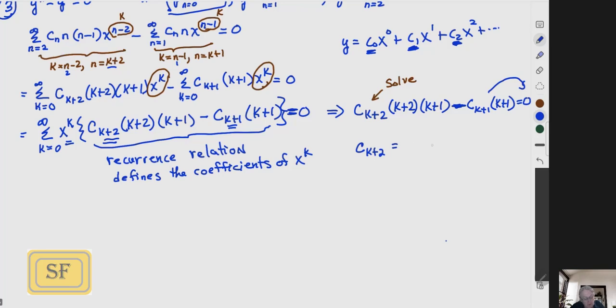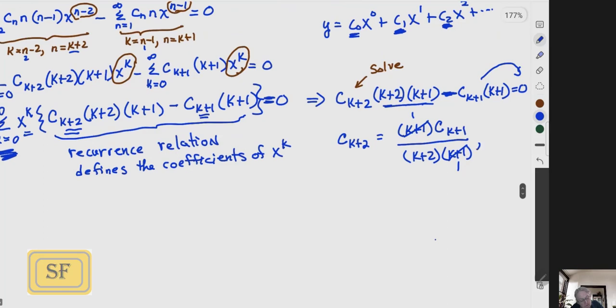That's going to give me, I'm going to write this as k plus 1 times c sub k plus 1, and then divide by this coefficient of c sub k plus 2, which is k plus 2 times k plus 1. Notice that the k plus 1's cancel, and this is true for k values 0 to infinity. So this is true for k equals 0, 1, 2, and so forth.